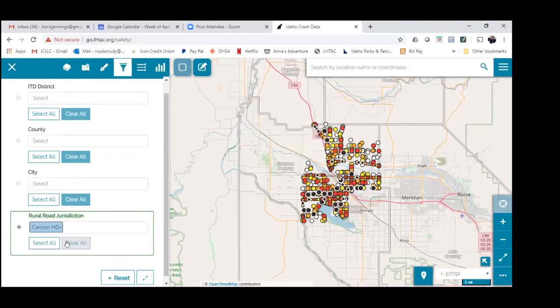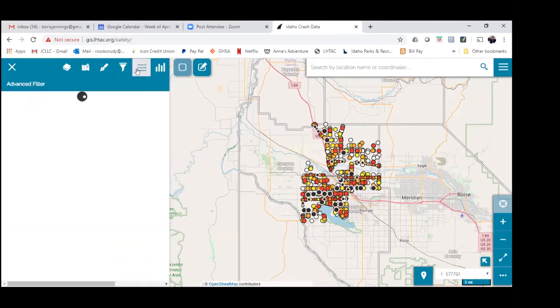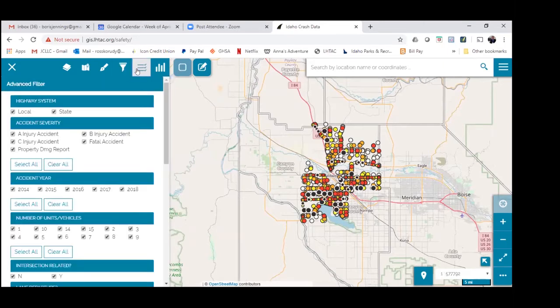We're now in the data that just pertains to the Canyon Highway District, but I want to filter just a little bit more. So let's go over to the detailed filter. You can see my pointer at the top left-hand corner of your screen, and there's the advanced filter. On the highway system, I'm going to leave the state and local clicked. I'm going to leave all my crash severities clicked because I'm interested in all of them, and we're going to cover in just a moment what A, B, and C mean.